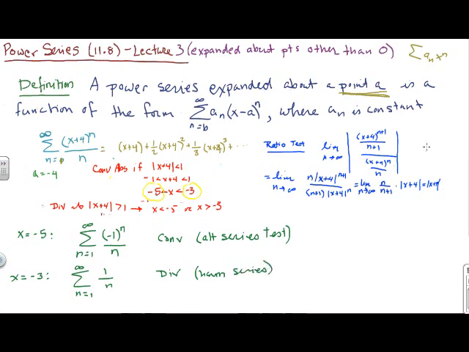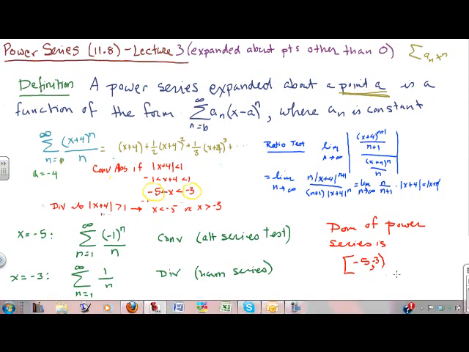Therefore, the domain of the power series is what? Well, it's an interval from negative 5 to negative 3. It includes negative 5, right? It does not include negative 3. And that's it. Okay, so that's the domain of that function. And next lecture, we're going to talk about the interval of convergence and the radius of convergence for a general power series.